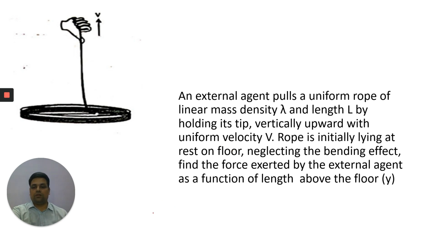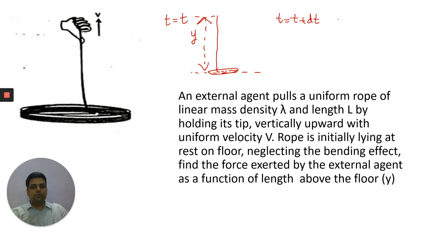So in this example, as the rope is pulled up, let us consider some instant, say at t equal to t, where the raised length is y. Now at t equal to t plus dt, in a very small interval, instead of y, the raised length would be y plus dy. And we are maintaining a constant speed v.